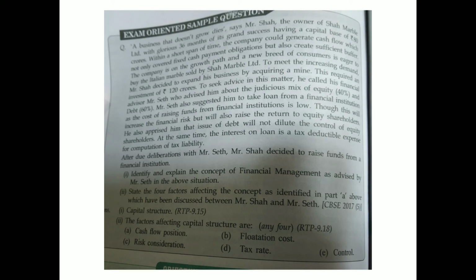Now the first question is, identify and explain the concept of financial management as advised by Mr. Seth in the above situation. Here many students can make the mistake of writing investment decision. But investment decision is not something advised by the financial advisor Mr. Seth. It was just given as a background of the case. What Mr. Seth advises the firm is to have a judicious mixture of debt and equity. So that is a clear indicator of capital structure.